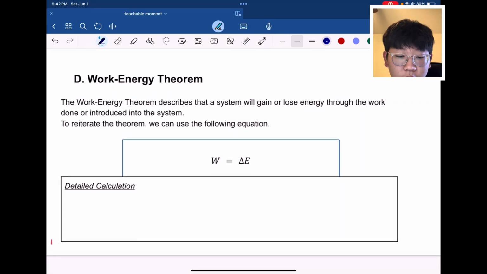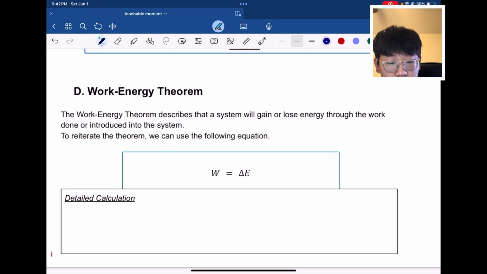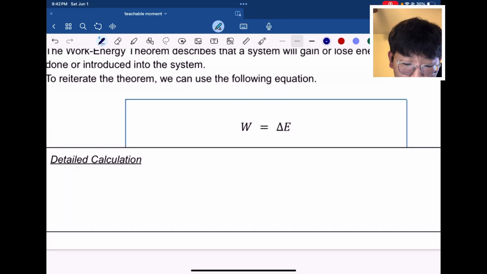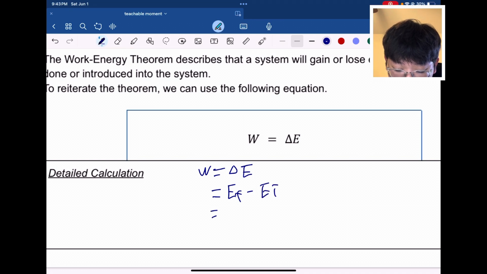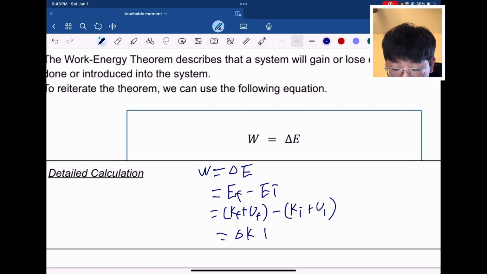Okay, so this is our third equation. This is the work-energy theorem, where work is equal to change in energy. Going through a little detailed calculation, work is change in energy, which is energy final minus energy initial, which is kinetic energy final plus potential energy final minus kinetic energy initial plus potential energy initial, and we can simplify this into change in kinetic energy plus change in potential energy.